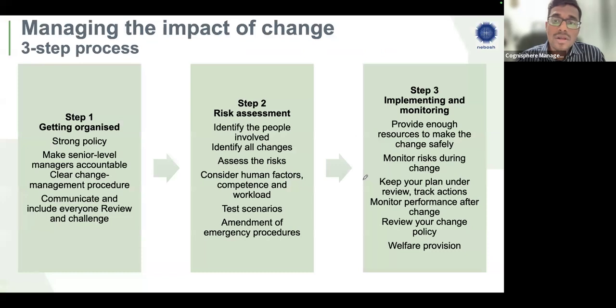So step one, getting organized. A strong policy. Some or most organizations would have a change management policy, and then make senior level managers accountable. A clear change management procedure. The procedure must explain, whenever there is a change, how the change will be planned and implemented, and how the change will be communicated. So communicate and include everyone, review and challenge.